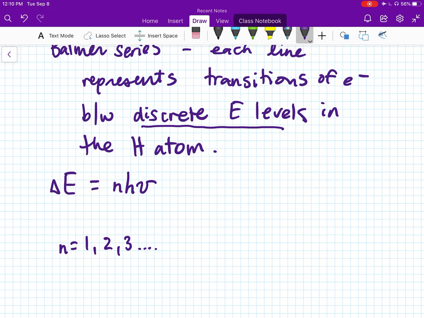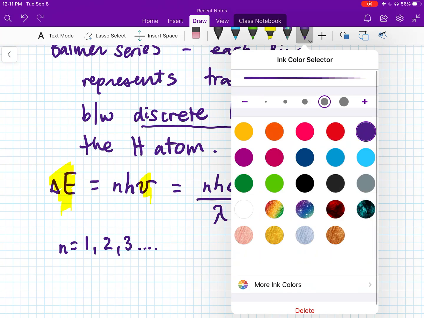So again, we kind of know what these are, but delta E here is the difference between the energy levels in the hydrogen atom. Nu is the frequency of the light that's emitted when the electron relaxes back down to the ground state. And we could also relate this to wavelength, of course, because we can interconvert between wavelength and frequency using the speed of light. So we could say this is equally true, that delta E equals nhc over lambda. So what exactly does this mean?